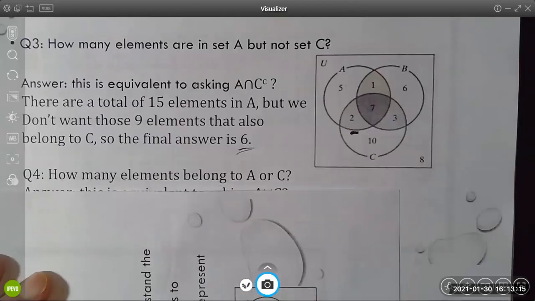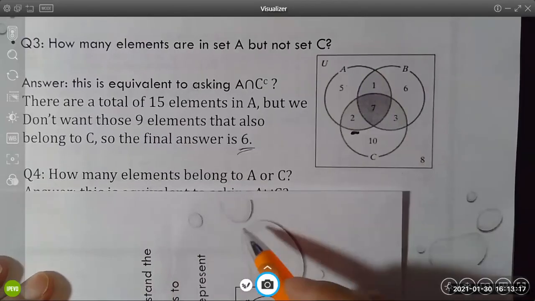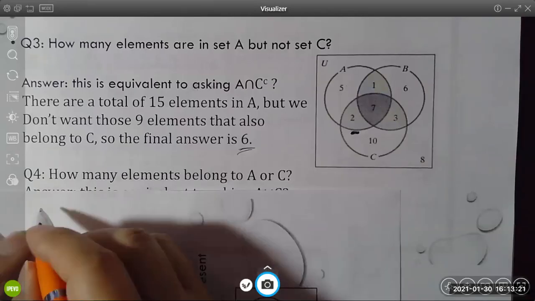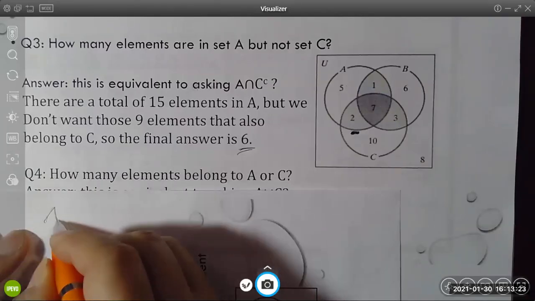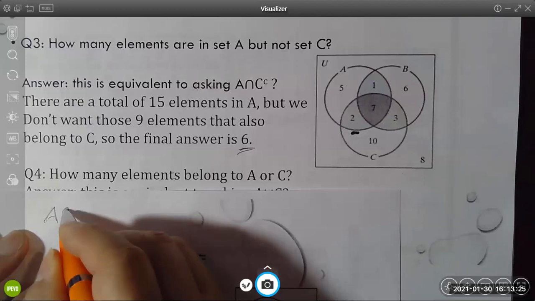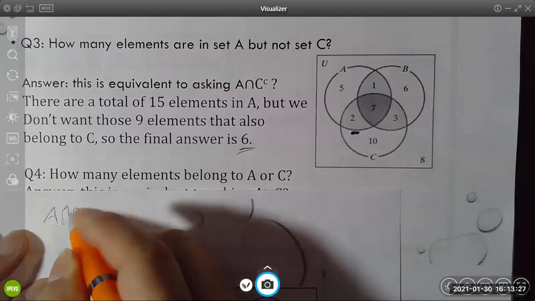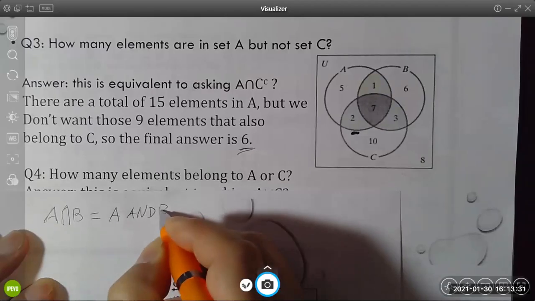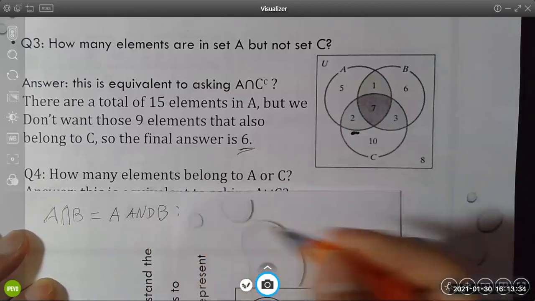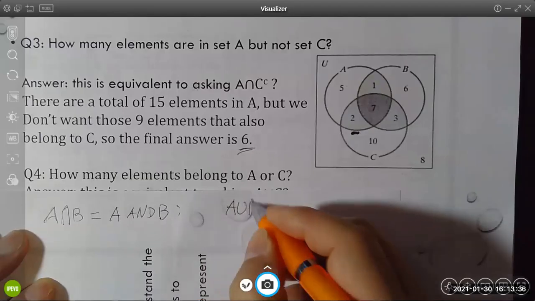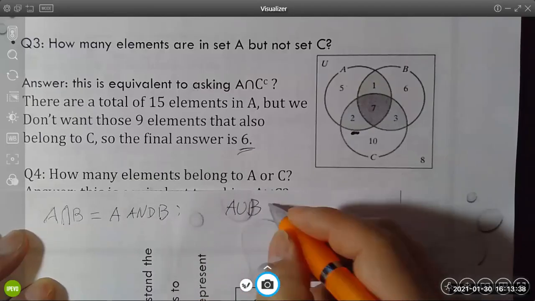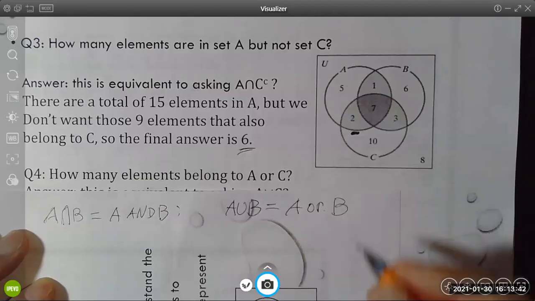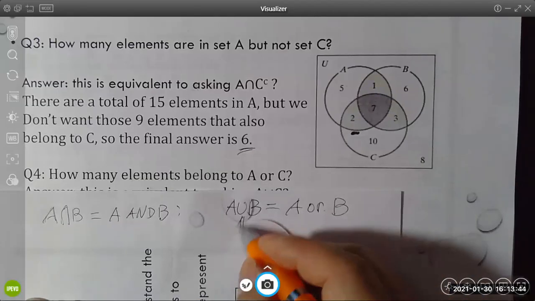Now, next one. How many elements belong to A or C? Now, I need to say something about this "or." We mentioned that we can write the intersection set using the word "and," right? A and B. How about the union set? We can use the word "or" to represent the union set. So these two are equivalent, exchangeable.